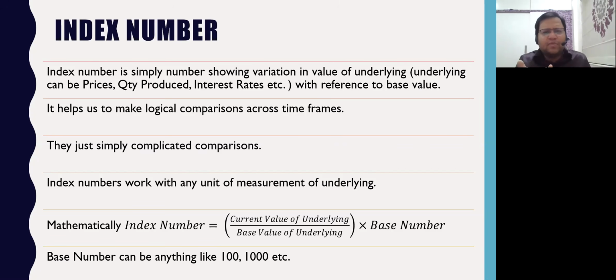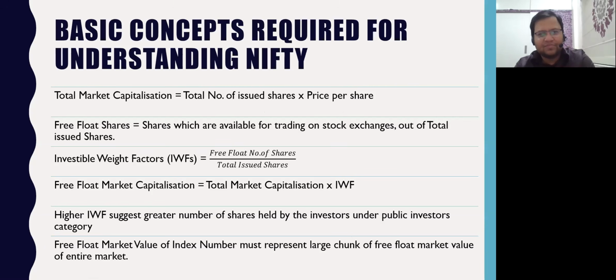So your underlying could be measured in kgs, underlying could be quantity, underlying could be liters, underlying could be price, underlying could be a development index. It can be anything. Underlying can be absolutely anything to anything. You can create an index number. There are a lot of innovative index numbers, but our today's objective is to understand an index number called as Nifty.